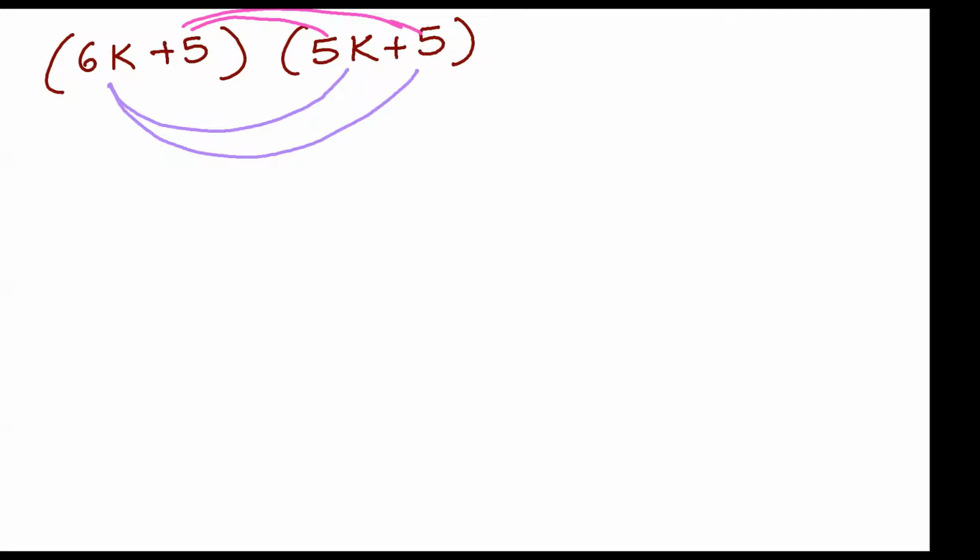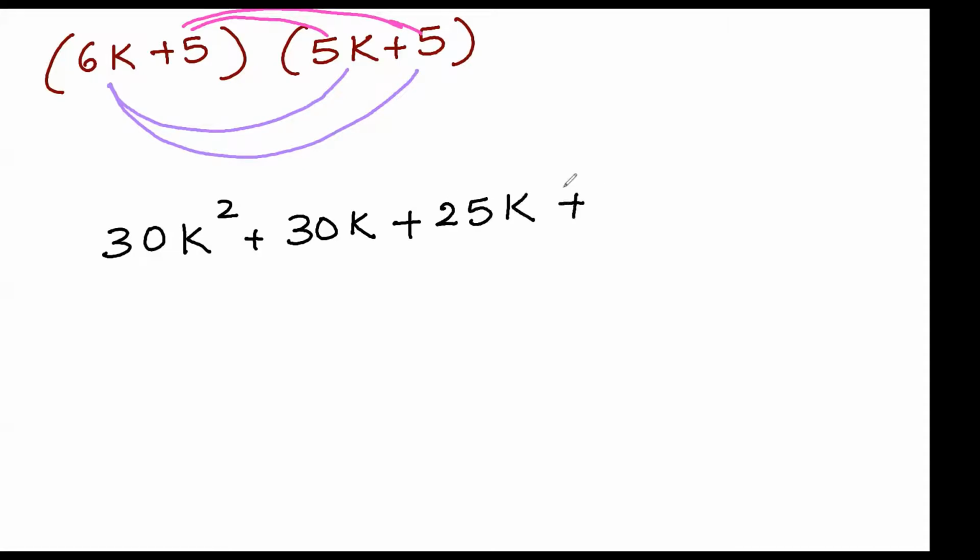So I'm going to first multiply 6k times 5k. 6 times 5 is 30. k times k is k squared. Then I'm going to multiply 6k times 5. So 5 times 6 is 30k, right? Plus, now I'm going to multiply with 5. 5 times 5k is going to be 25k, plus 5 times 5 is going to be 25.